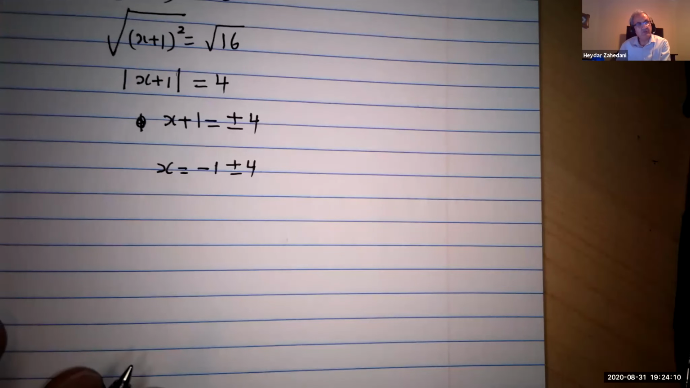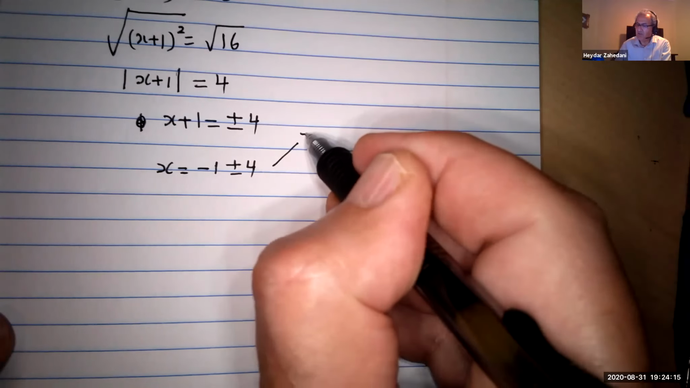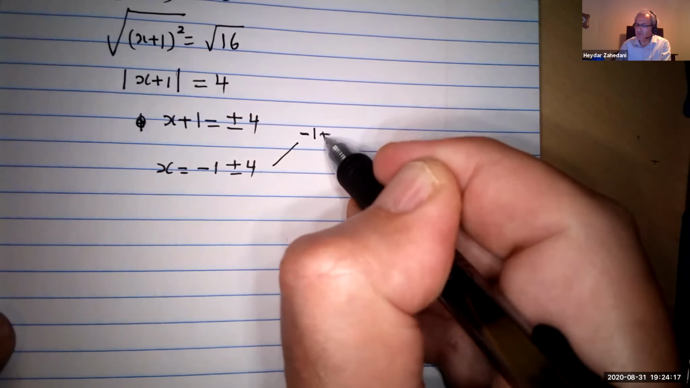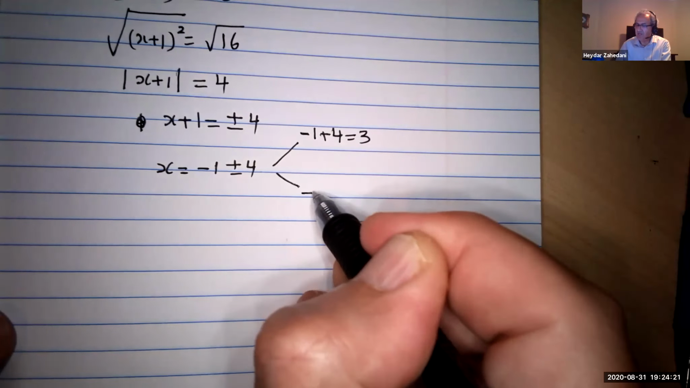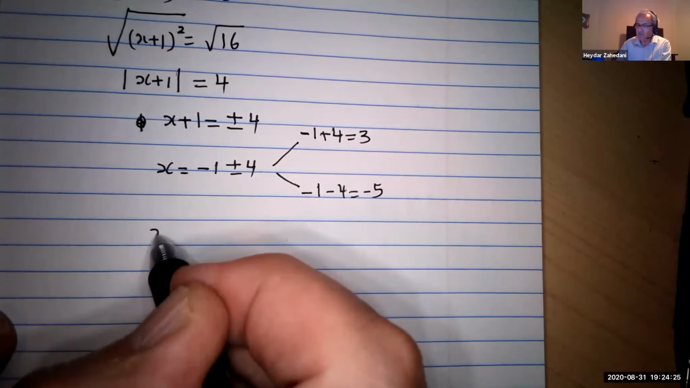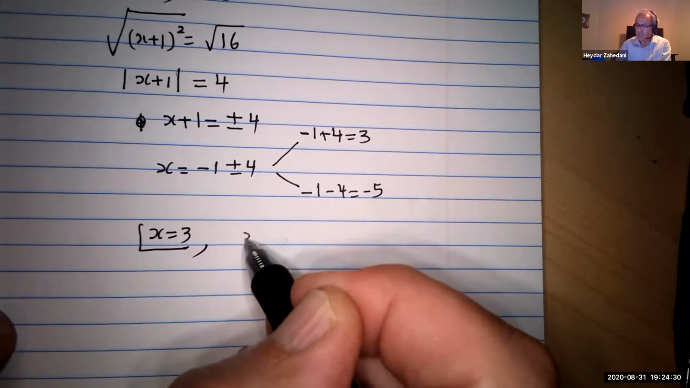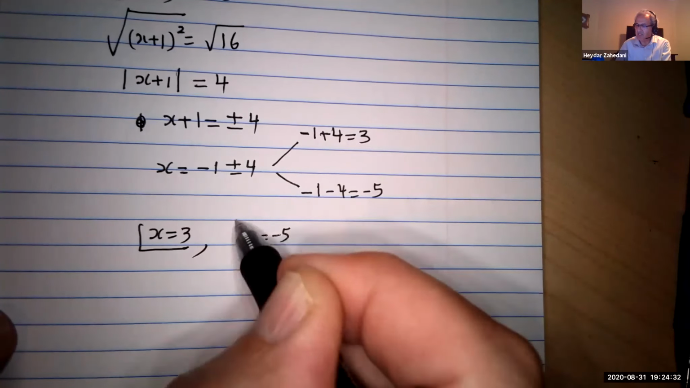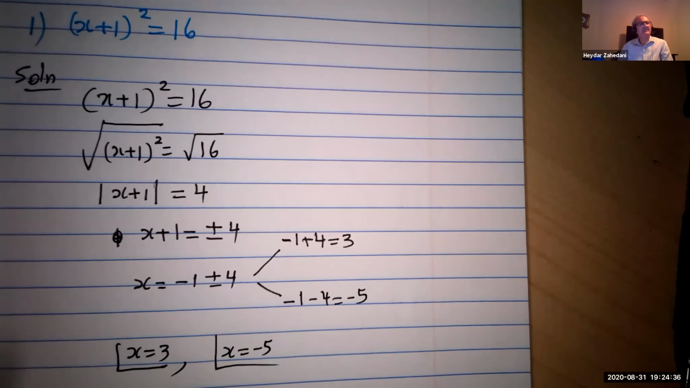Then you break it into two parts to simplify it. So you have negative 1 plus 4, which is going to be 3, or you may have negative 1 minus 4, which is going to be negative 5. So x equal to 3, one option. The other one is x equal to negative 5, the second solution. Any question? So this is a quick way to take care of this type of problem.